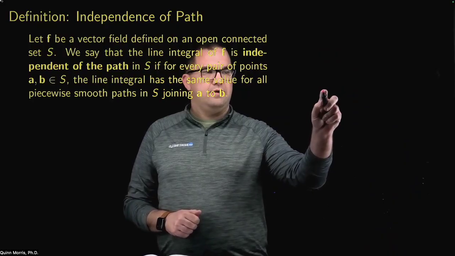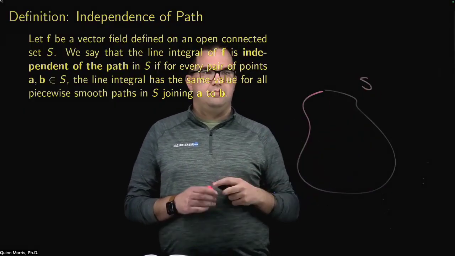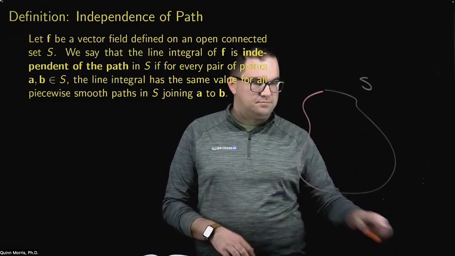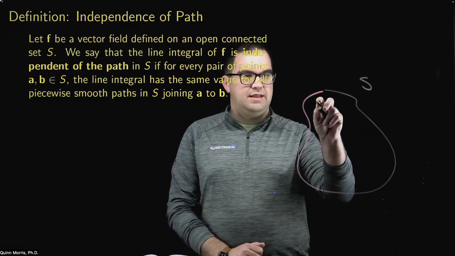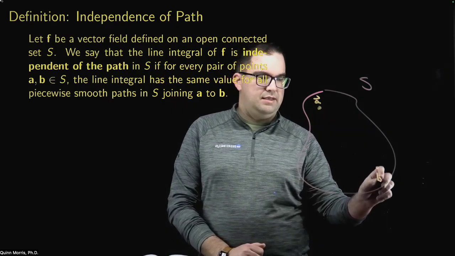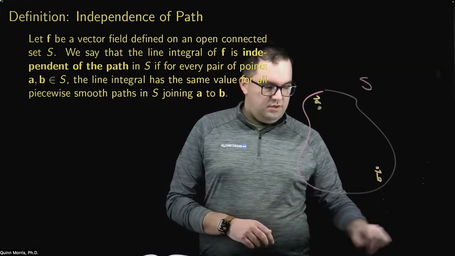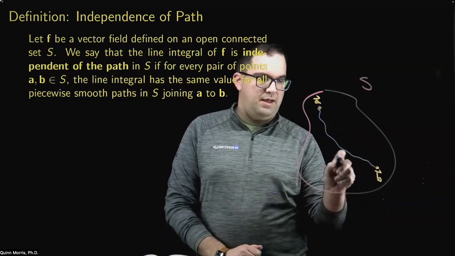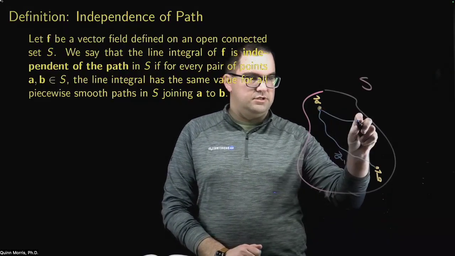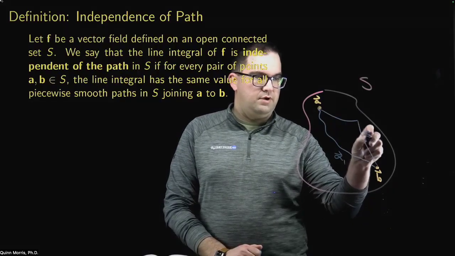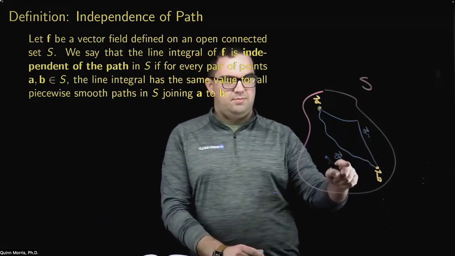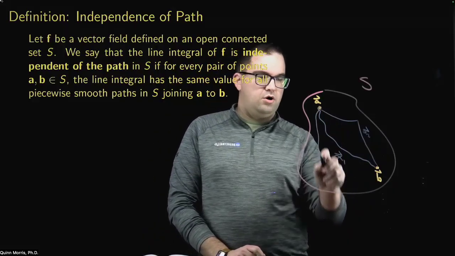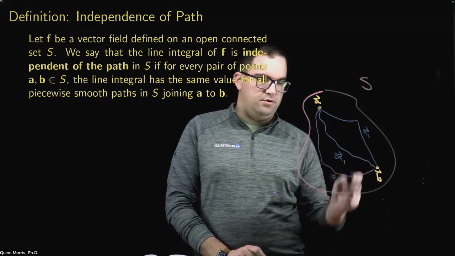So the idea here is, okay, you have some set S, right? And we will say that f is independent of path in S if for any 2 points in S, so imagine I have 2 points A and B, if I take any path between these 2 points, there's one path, maybe alpha 1, maybe here's another path, alpha 2. And notice we only require that these be piecewise smooth. So maybe alpha 1 looks like it's probably smooth. Alpha 2 maybe is piecewise smooth.